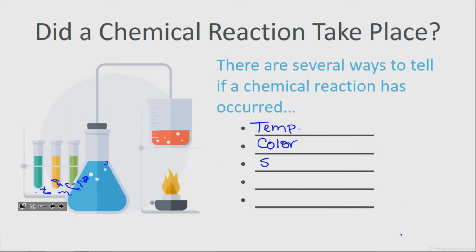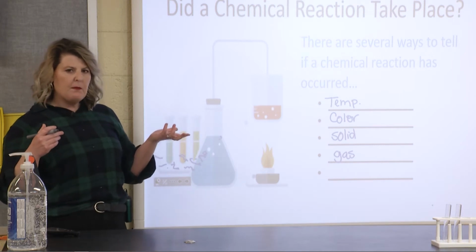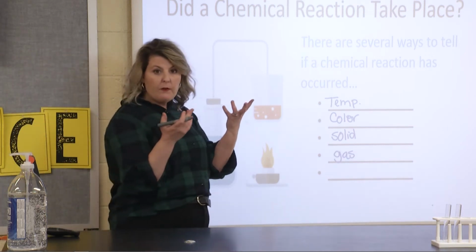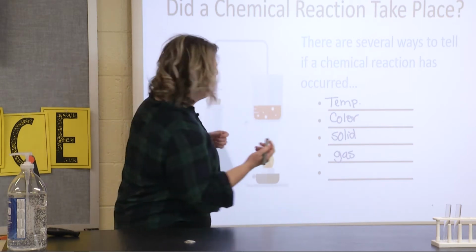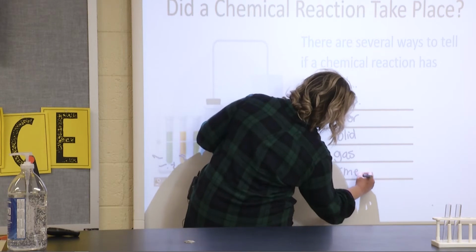You can also form a solid. When you form a solid in a chemical reaction, that's called a precipitate. Okay? You can also form a gas. And when you form a gas, some evidence for that would be bubbles. So when you mix two things together and bubbles start forming, you know that you've had a chemical reaction. Another one is you can have a change in smell.